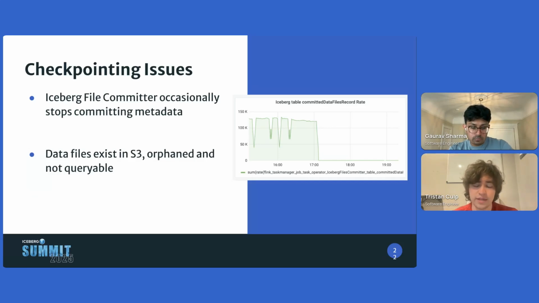And originally we weren't tracking this. We added a metric, which is shown on the right, to track this file committer commit by Iceberg. And in this example, it shows where all of a sudden it just drops to 0. It's still writing the data, so we weren't alerted. We didn't know about it. But once we add alerts on this metric, we see that there is an issue for some reason. So why did this happen?